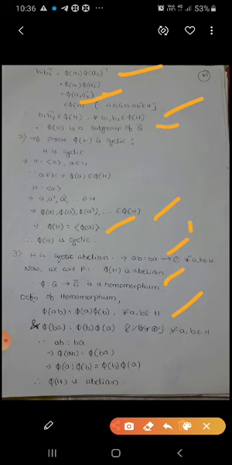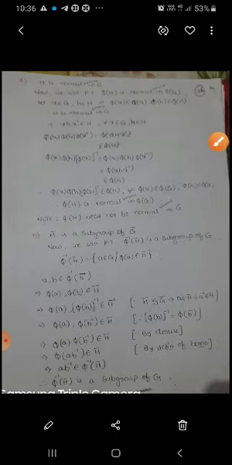And phi of BA equals phi of B into phi of A for all A, B belongs to H. Since AB equals BA, that implies phi of AB equals phi of BA. That implies phi of A into phi of B equals phi of B into phi of A. Therefore, phi of H is an abelian group.